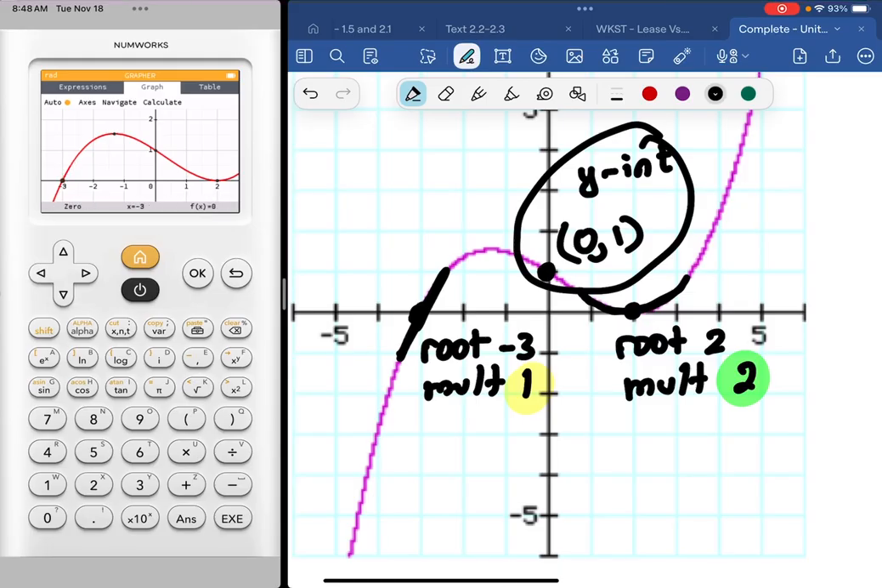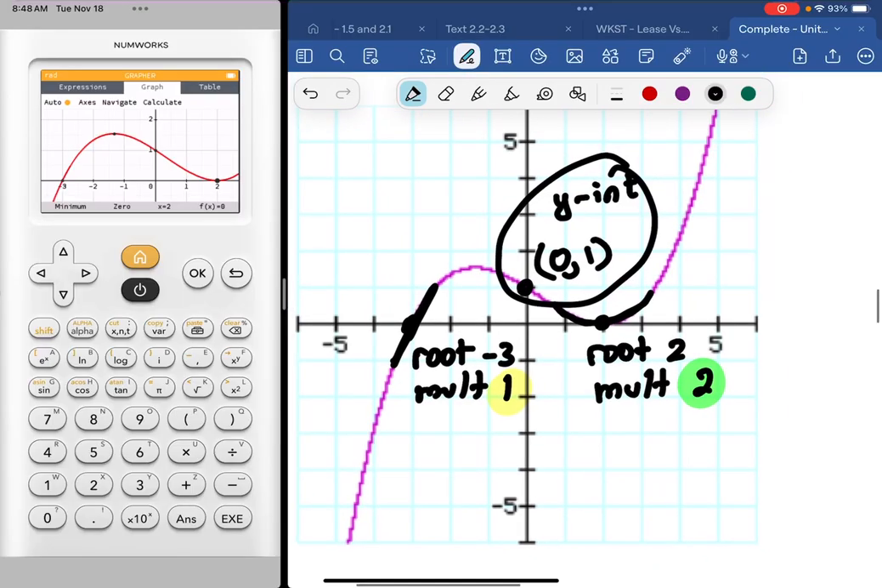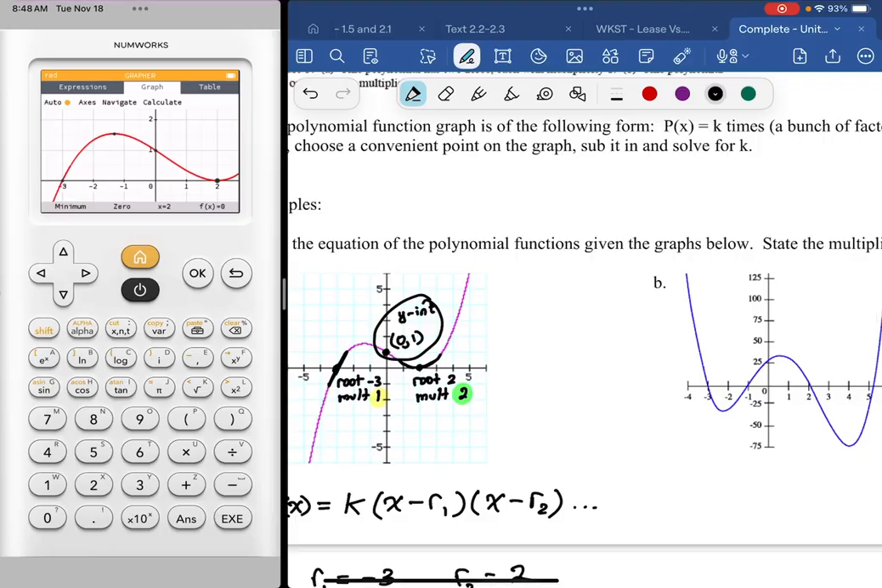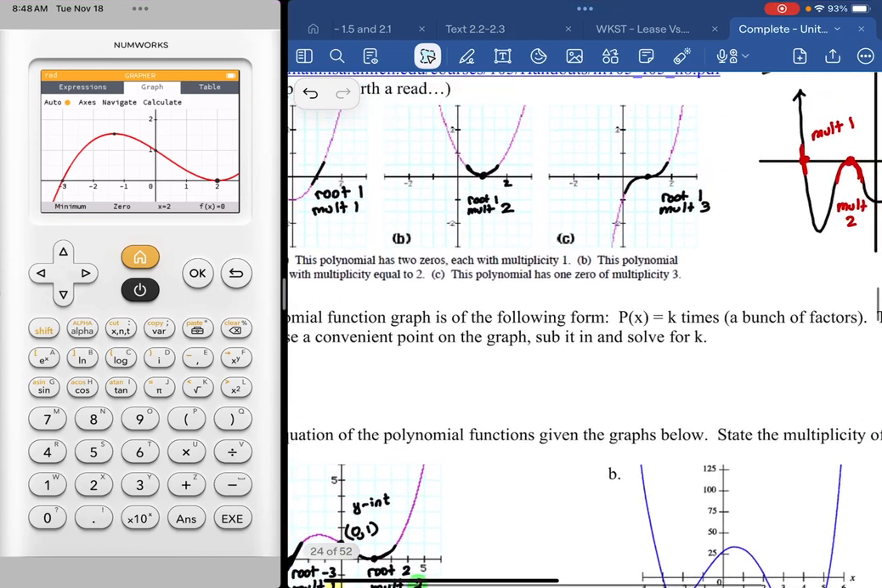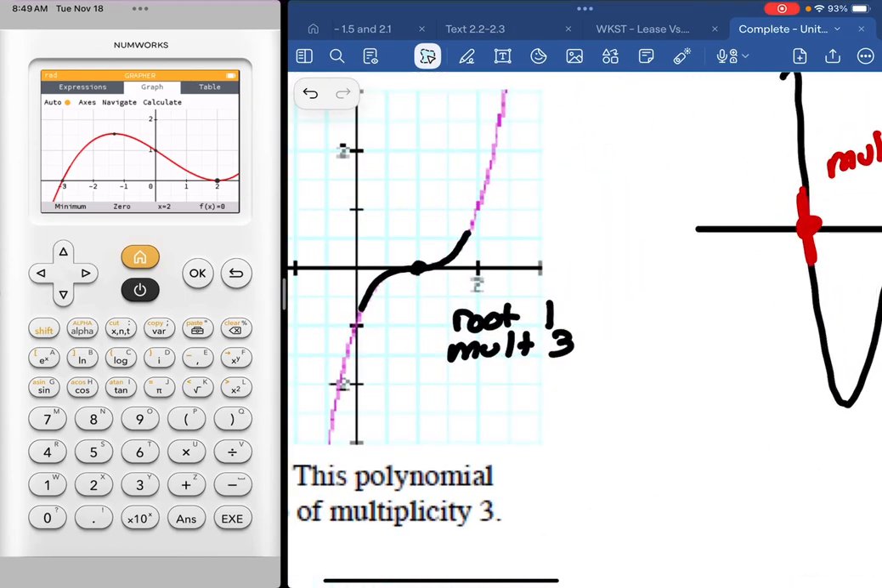I have an x-intercept at -3, just like in the printed graph. My y-intercept at (0, 1), and my x-intercept at 2. And the multiplicities look right. It looks like it goes directly through at -3. At 2, it looks like a touch-and-turn-around situation. The only thing that people tend to get a little iffy about would be the multiplicity of 3. If it goes directly through, even if it's not pretty, then it's going to be a multiplicity of 1.